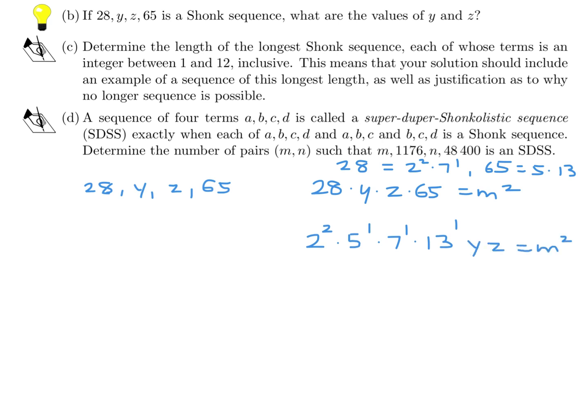Okay, oh boy. All right, so I should be able to do this here. And then, of course, we've got to keep in mind that 28 is less than y, which is less than z, and less than 65. That's also a criteria. All right, so where do I go from here? This is going to be trial and error, basically.